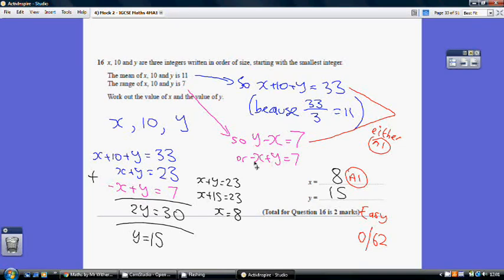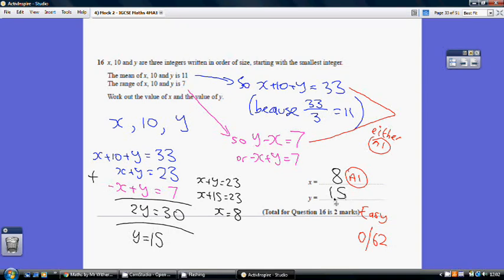So I've now got two equations: x plus y equals 23 and minus x plus y equals 7. I've got two equations with two unknowns, a simultaneous equation. I'm going to add these two equations together to eliminate the x's, because x added together with a minus x eliminates as nothing. y plus y is 2y, and 23 add 7 is 30. 2y equals 30. Halve both sides, we get y being 15.